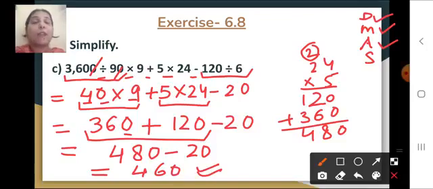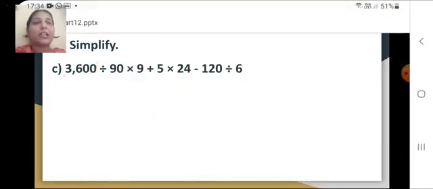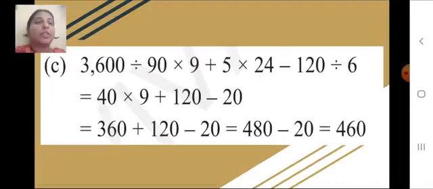Okay, children. So you have to follow the order: division first, then multiplication, then addition, and lastly subtraction. So in this we will get the answer. Here you can see 460 is the answer. Okay.